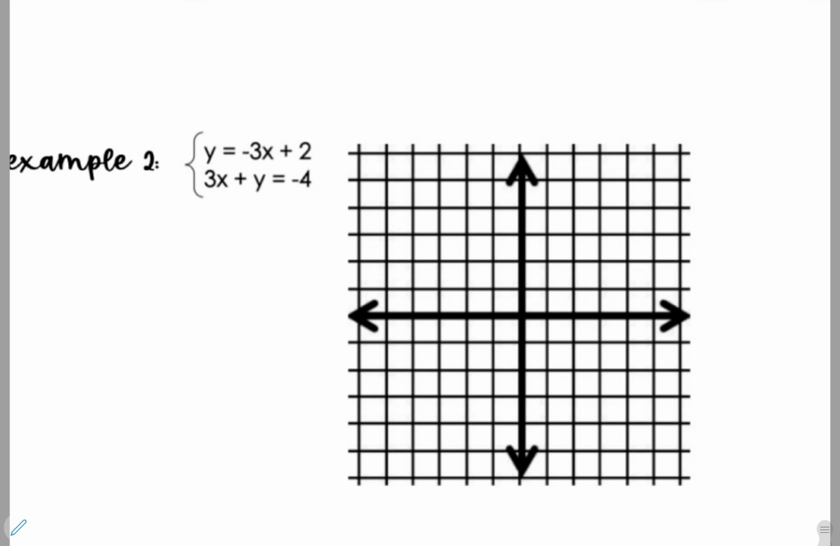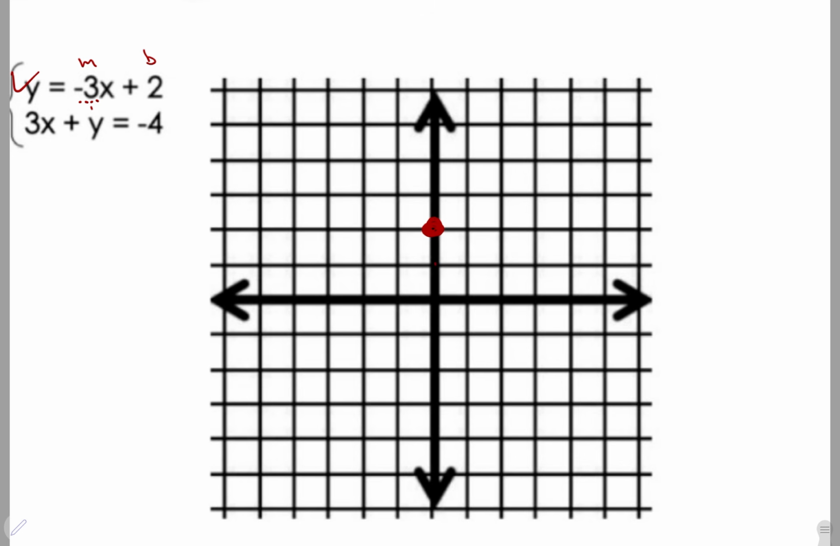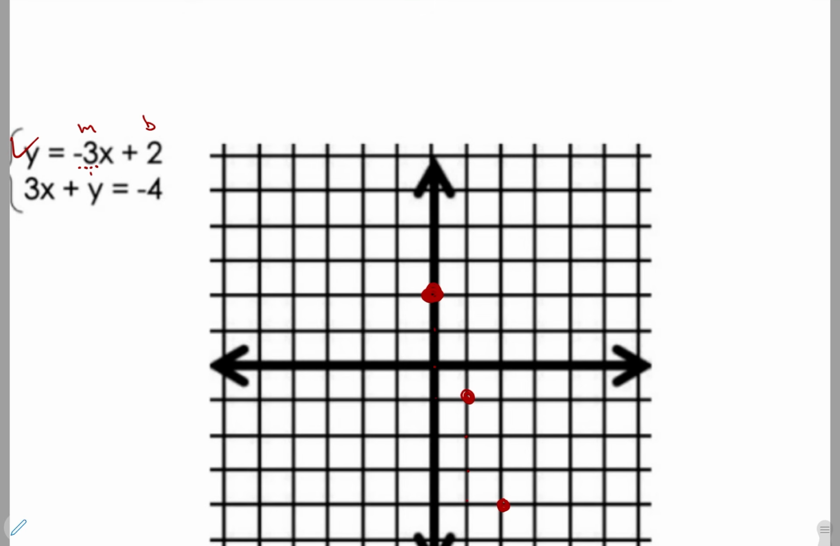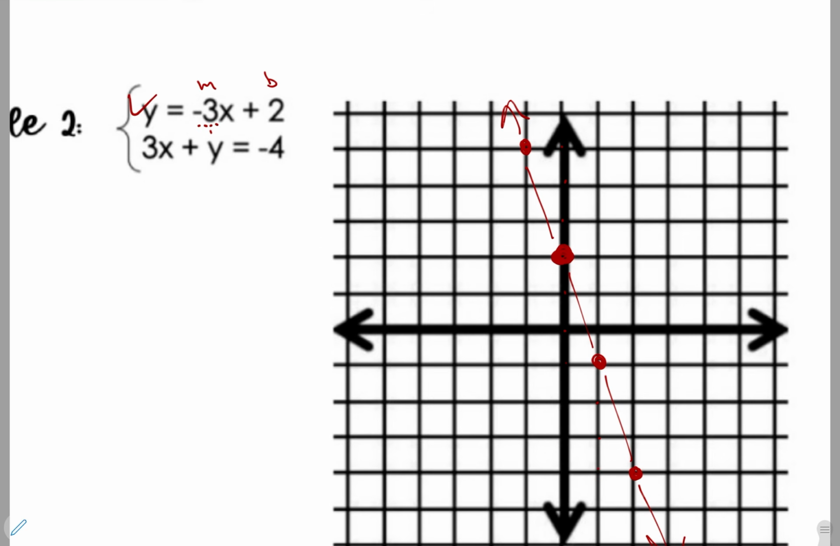Example 2 has one line ready to go, this guy up here. Now we're going to start him at +2, and then we're going to make our slope -3 over 1, which means down 3 over 1. 1, 2, 3 over 1. No more space in that direction. Opposite direction, up 1, 2, 3, and to the left 1. These are all my points. Try your best to make a straight line. Doesn't have to be perfect, but not too crazy.